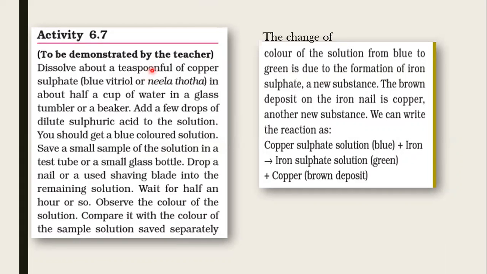Now, we will be preparing the copper sulfate solution by dissolving a spoonful of copper sulfate in a cup of water. Now, add a few drops of dilute sulfuric acid to the solution. After preparing the copper sulfate solution, add a few drops of dilute sulfuric acid. On adding the sulfuric acid, the color of the solution will change into blue.